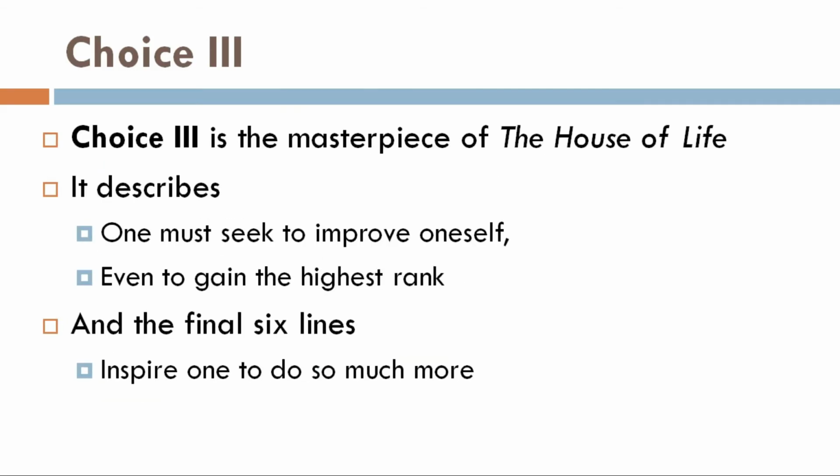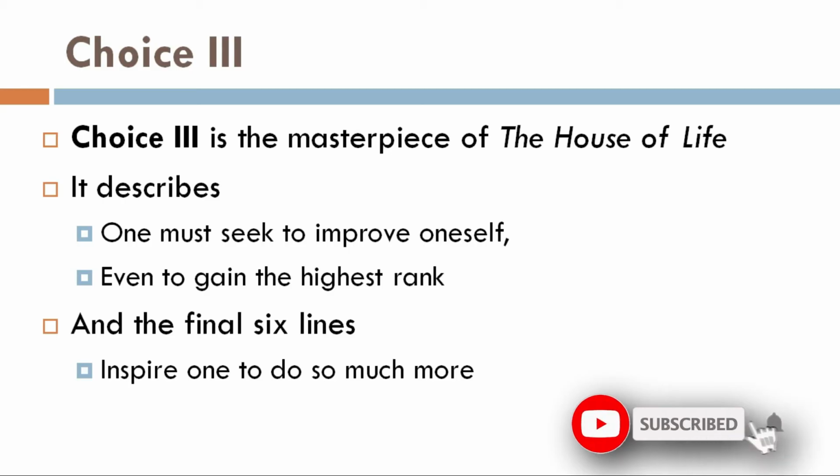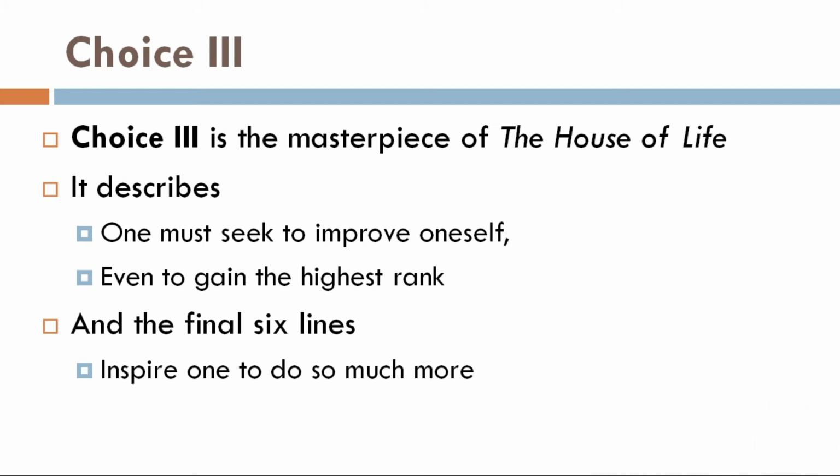Choice 3 is the masterpiece of The House of Life. It is so good that it encourages the reader to read it well. It describes that one must seek to improve oneself, even to gain the highest rank or success or any kind of achievement. And the final 6 lines in Choice 3 inspire one to do so much more, to push and travel the leagues of sea that humanity still can stretch across.